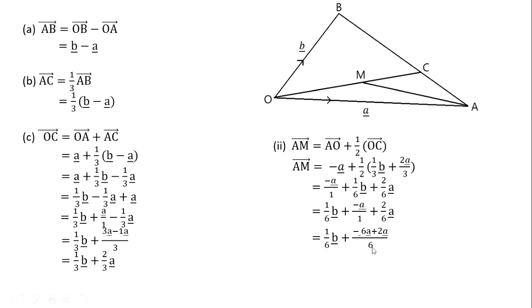1 into 6 is a 6. 6 times negative A will give us a negative 6A. 6 into 6 is a 1. 1 times 2A will give us a 2A. Negative 6A plus 2A is the same as a negative 4A, like that. Factorize the 1 over 6. We are going to get 1 over 6, open your brackets, B minus 4A, close your bracket. Therefore, vector AM is equal to 1 over 6, open your bracket, B minus 4A, close your brackets, hence shown. As simple as that.